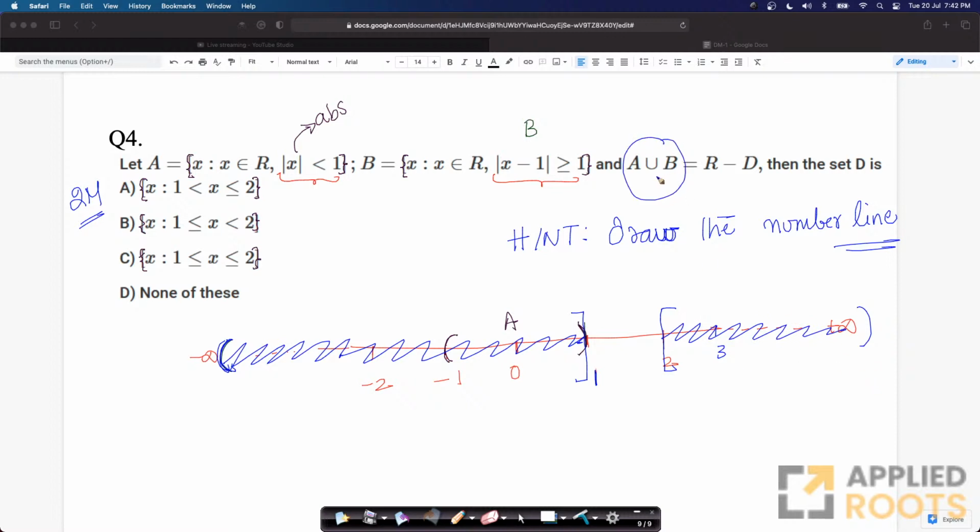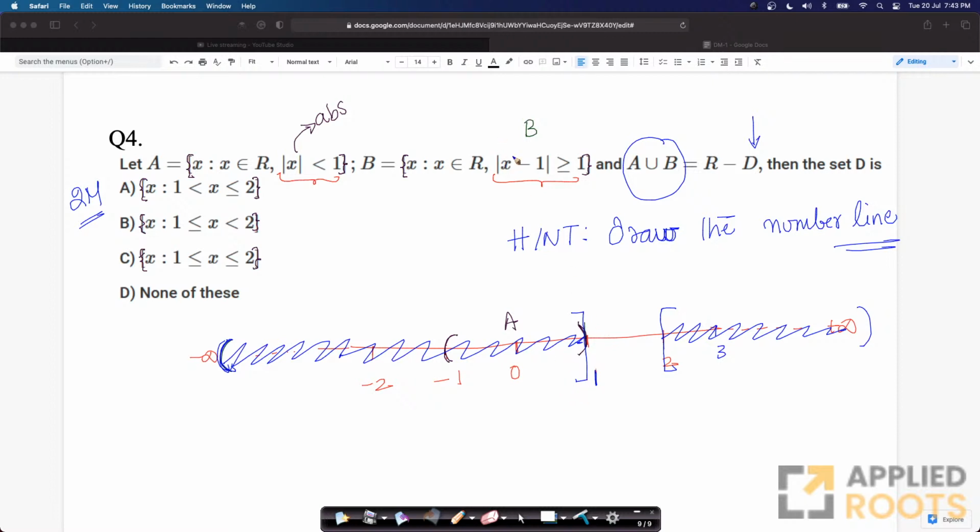Now they are saying A union B is the whole real line minus some D. Right? Simple logic. So what will that D be? Now, one second. A union B is R minus D. Just a second. I hope I'm not making a mistake. Because I've not drawn this on my notebook, I'm just trying to solve it live with you. I solved it using algebra in my notes.